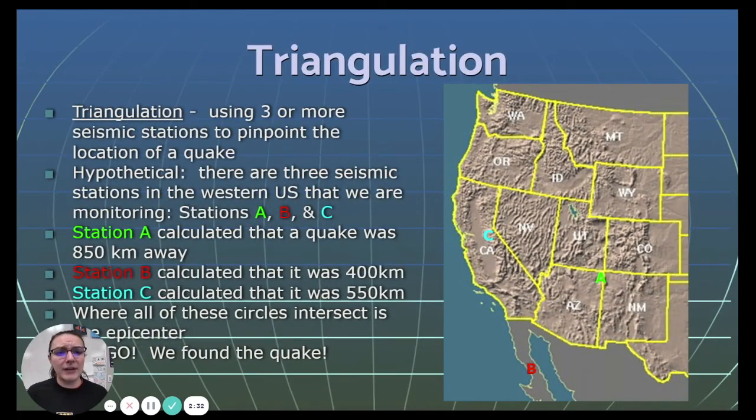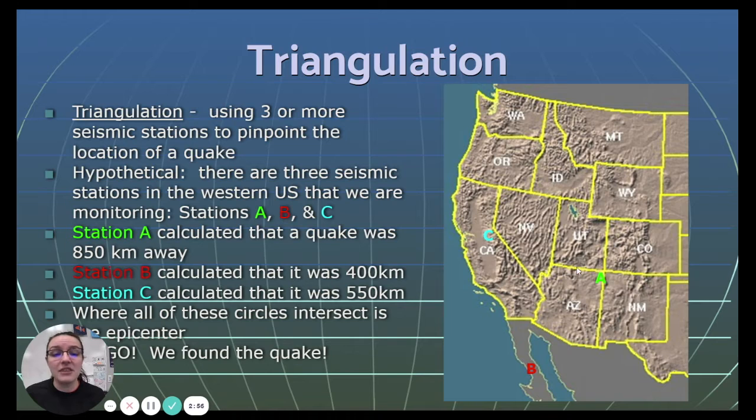So now I can figure out distance, but I don't know what direction that distance is. I just know it was 390 kilometers away from me. That could be anywhere around me in a circle. So we have to use something called triangulation, or using at least three. It can be more, but three is the minimum to figure out where this happened.